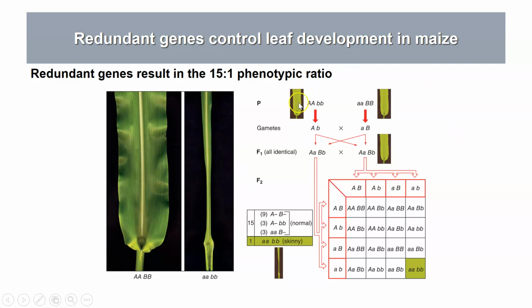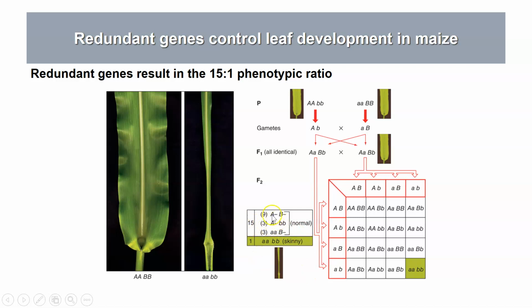So if you do a dihybrid cross between these two genes, big A, little b, crossed to little a, big B, you produce an F1 that's heterozygous for both, and then cross two F1s together. This is the Punnett square for the 16 genotypes that result. And the ratio here, 9 to 3 to 3 to 1 in terms of genotypic ratio, but it's a 15 to 1 phenotypic ratio.